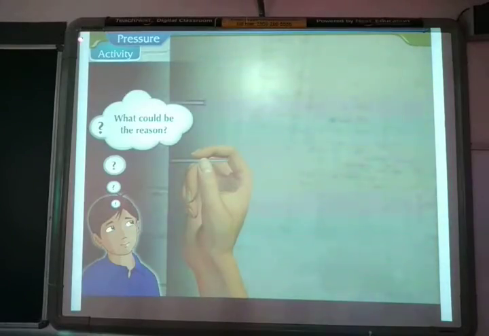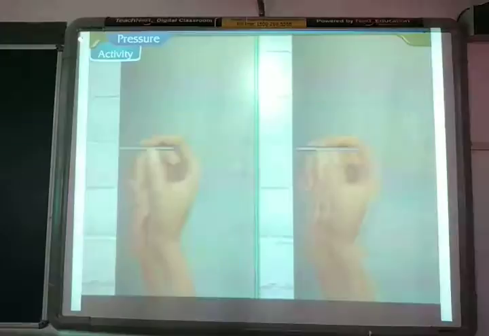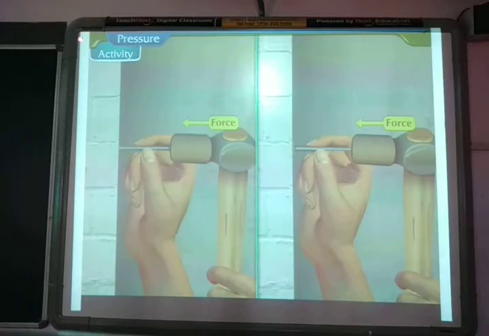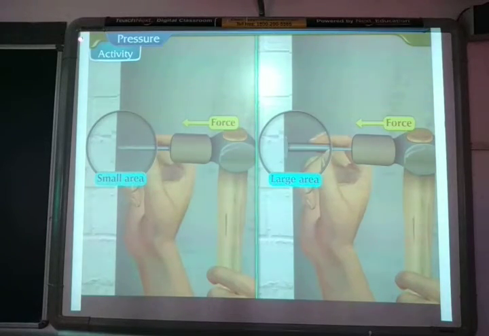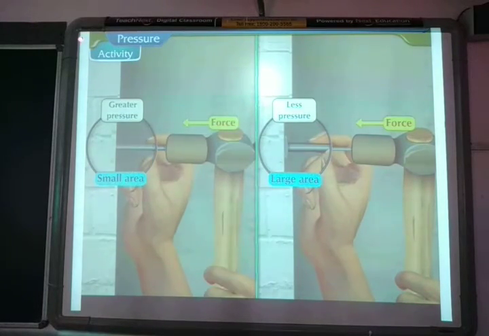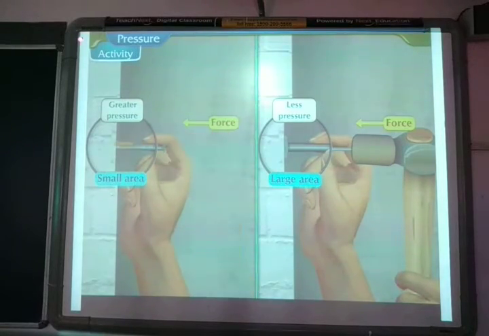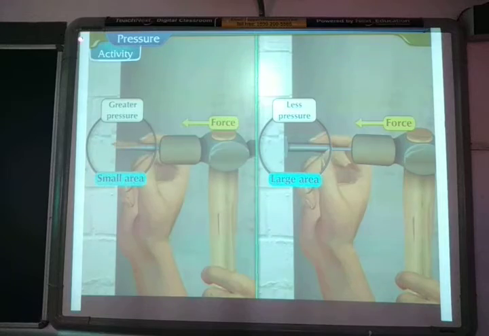What could be the reason? Well, the force exerted on both the nails is the same. However, the area of contact between the wall and the pointed end of the nail is very small as compared to that between the wall and the flat end of the nail. Hence, pressure exerted on the surface of the wall is large when the nail enters the wall through its sharp pointed end. As a result, the nail pierces the wall easily.